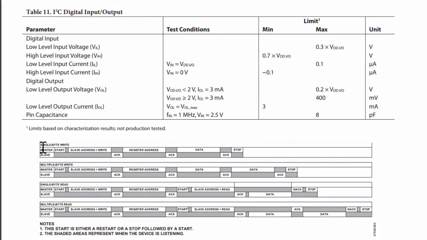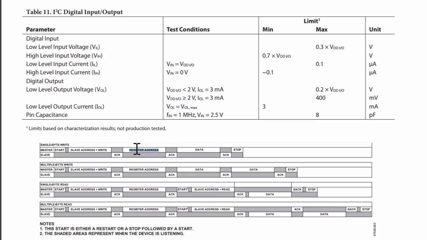So in the single byte write, you have the master. The master initiates the start, and it writes the slave address on the I2C line, and the slave will acknowledge that. And remember, this is a write, so we are going to be specifying a particular register address to write to, and then we're going to get an ACK, or acknowledge, from the slave for the register address, and then we're going to provide the data that we want to be placed into that register. And then we're going to get another acknowledge, and then the master will stop. So this is a single byte write.